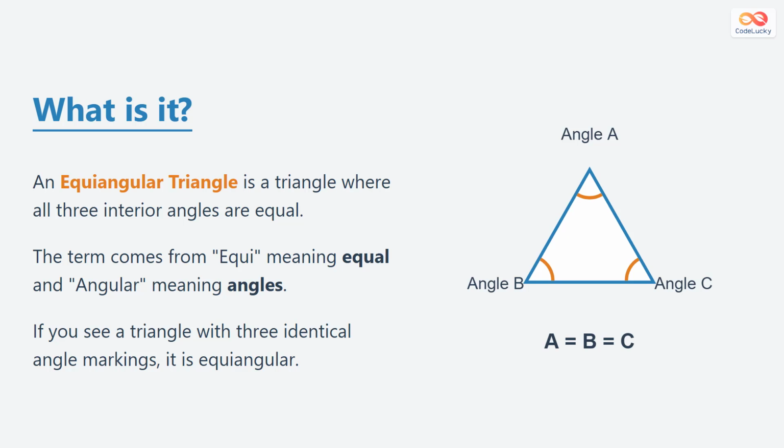So, what exactly is an equiangular triangle? The name gives us a clue. Equi means equal, and angular refers to angles. Therefore, an equiangular triangle is simply a triangle where all three interior angles are equal to each other.